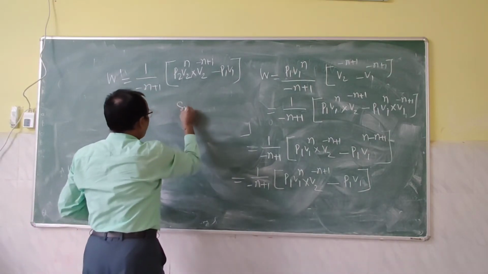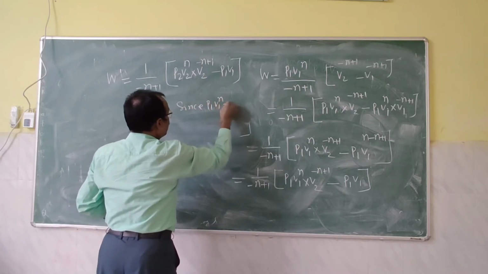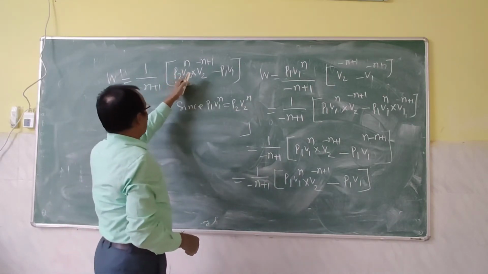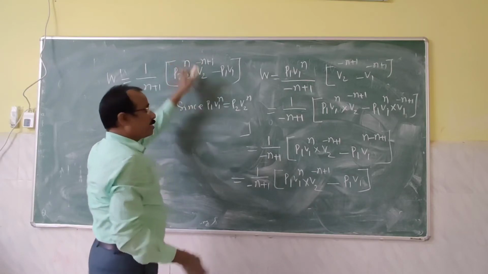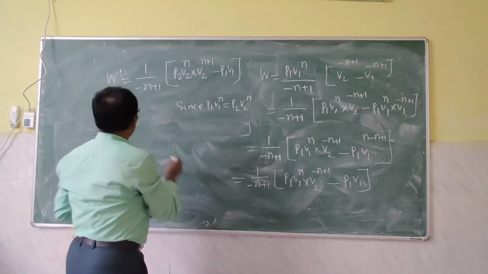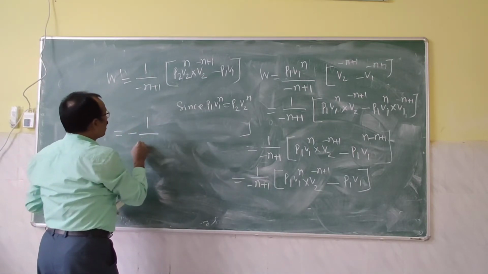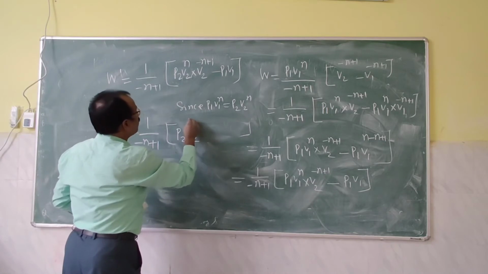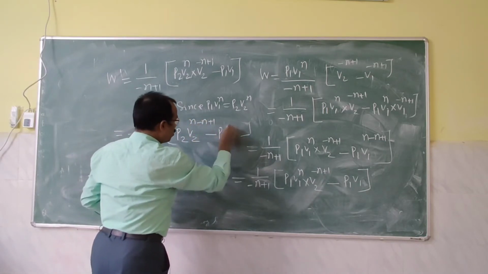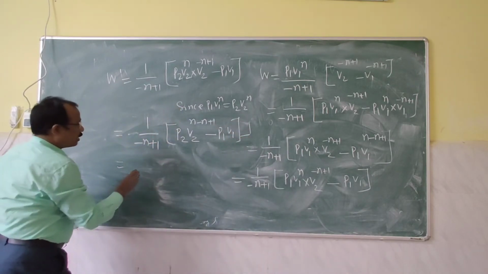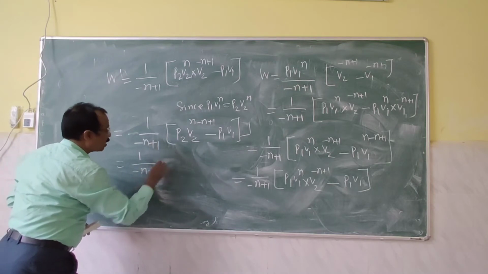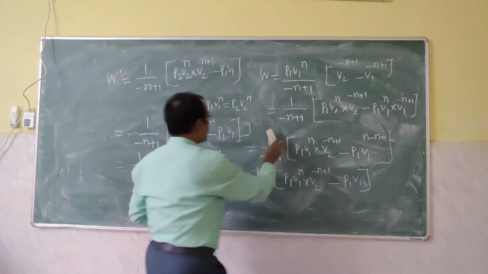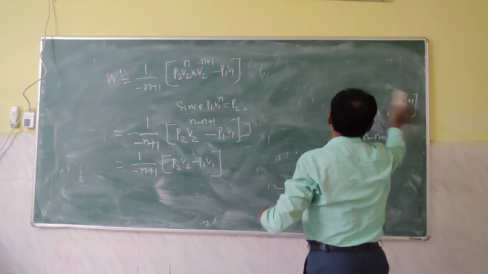Since P1 V1 to the power n is equal to P2 V2 to the power n, therefore we can write P2 V2 to the power n instead of P1 V1 to the power n, is equal to 1 by minus n plus 1 with the limit P2 V2 to the power n times V2 to the power minus n plus 1, minus P1 V1, or we can write as 1 by minus n plus 1 with the limit P2 V2 minus P1 V1, taking minus as common.